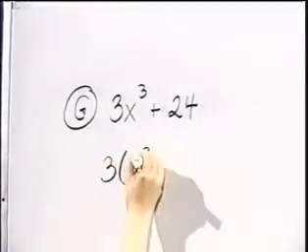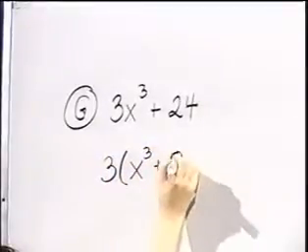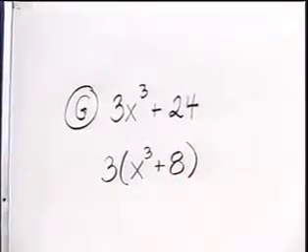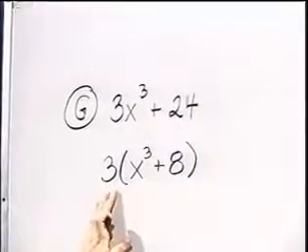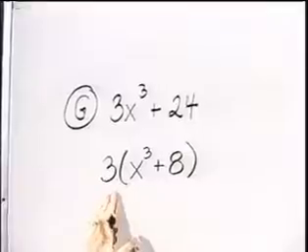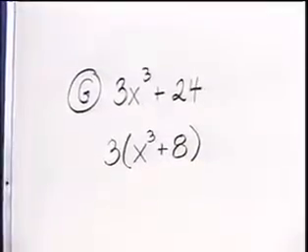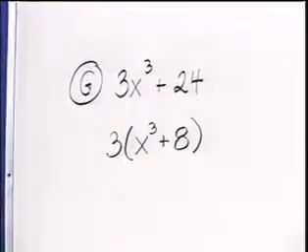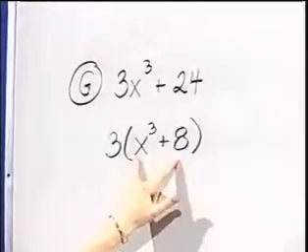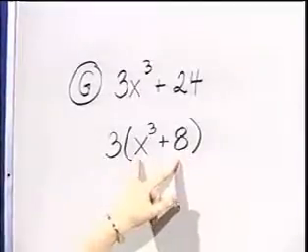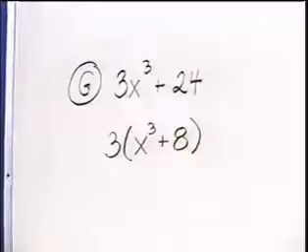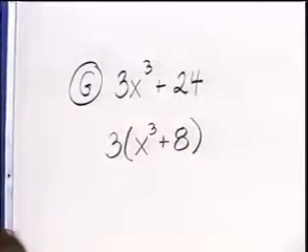You're left with x cubed plus 8. Hope you guys are having fun, because I'm having fun factoring here. So we took a 3 out. We're left with x cubed plus 8. And now you want to look at your two-term polynomial. Is this a difference of squares? No. Is it a difference of cubes? No. But it is a sum of cubes.